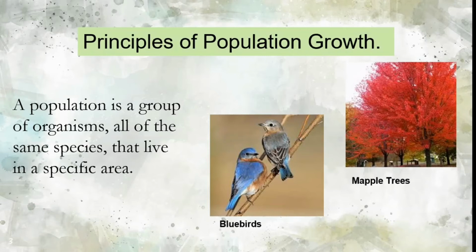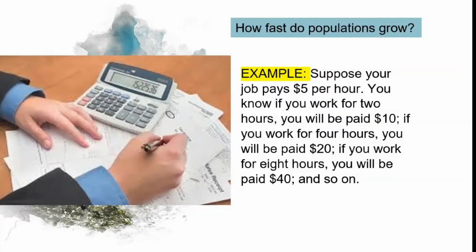Scientists study changes in populations in a variety of ways. How fast do populations grow? The growth of a population is unlike the growth of pay you get from a job. Suppose your job pays $5 per hour. If you work for 2 hours, you will be paid $10. If you work for 4 hours, you will be paid $20. If you work for 8 hours, you will be paid $40, and so on.